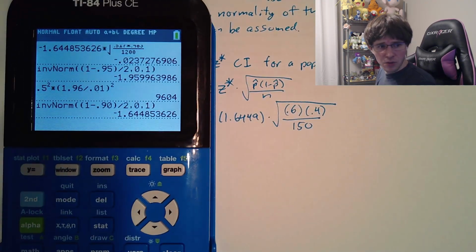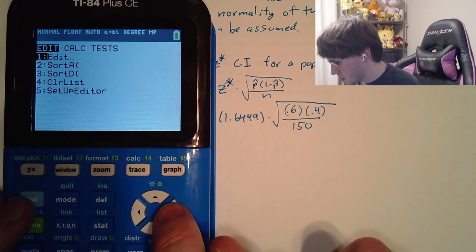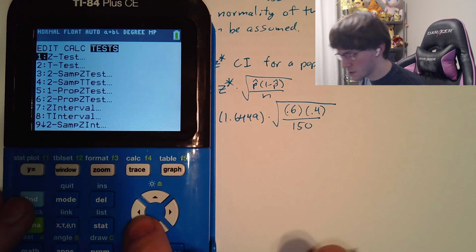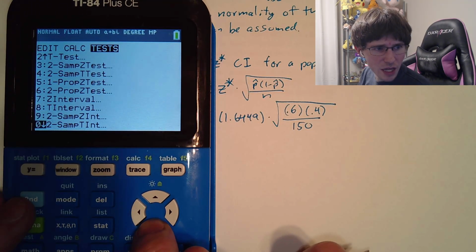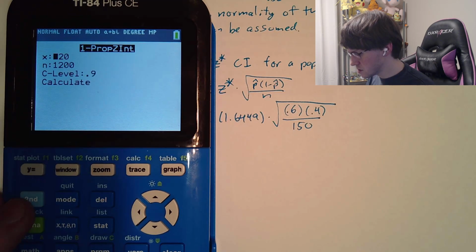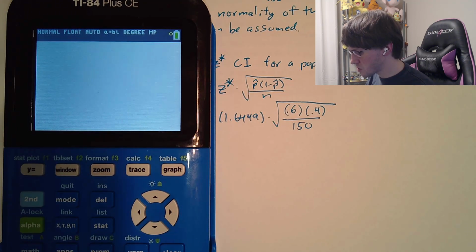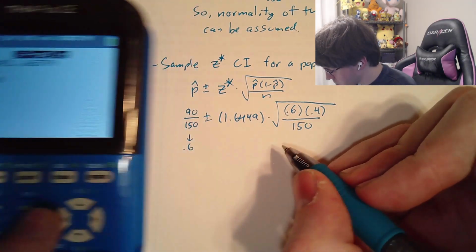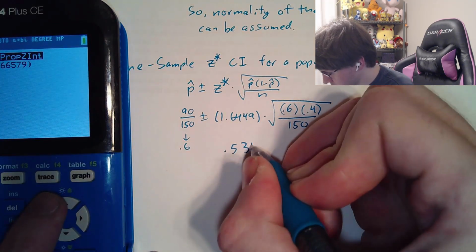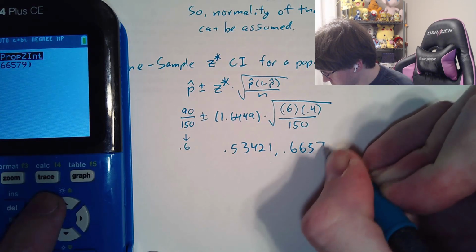So, just like we were doing earlier, we are going to be hitting stat, tests. We're going to scroll down to that letter A, the 1 proportion Z interval. Our X in this situation was 90, n was 150, same confidence level, 0.90, calculate it, and we end up with 0.53421, comma, 0.66579.